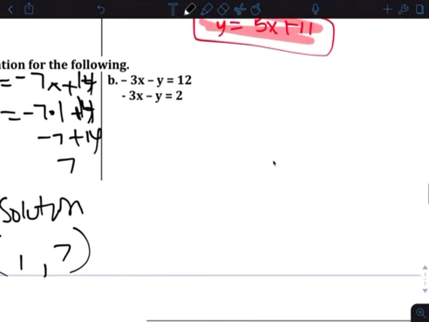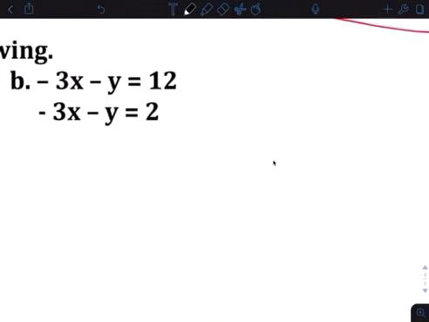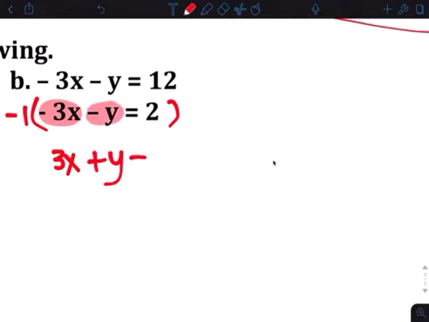Use elimination for this one, so by multiplying one of them by negative 1. Let's multiply the bottom by negative 1. I'm going to change it to its opposite. Instead of negative 3, I put positive 3. Instead of minus y, I'm going to put plus y. Instead of a 2, it's negative 2. That's what happens. You need to multiply everything by a negative.